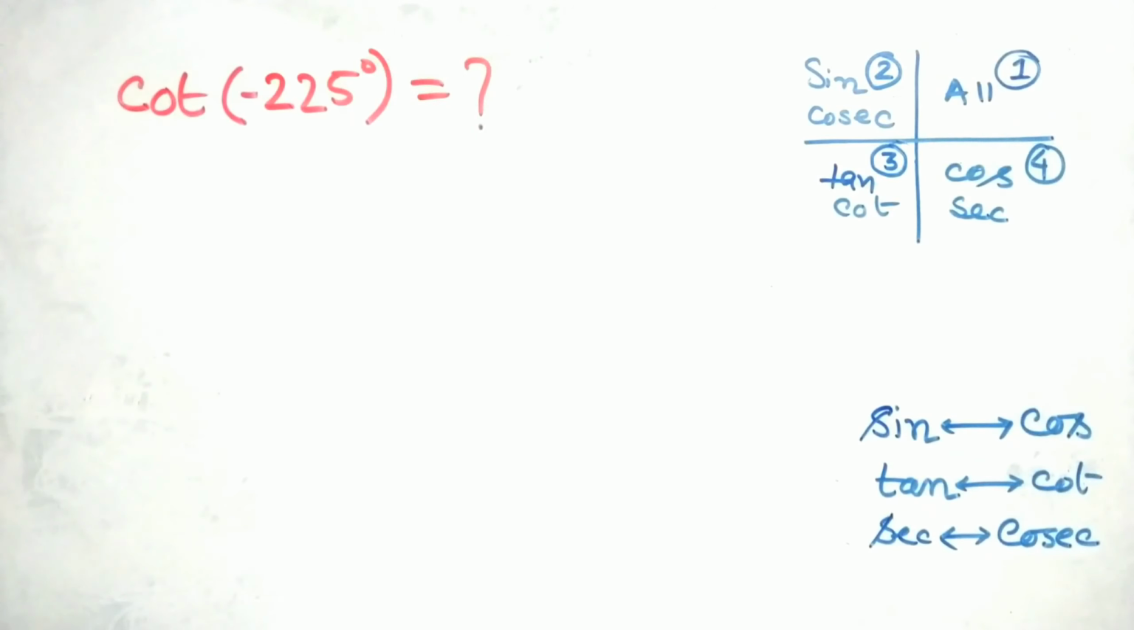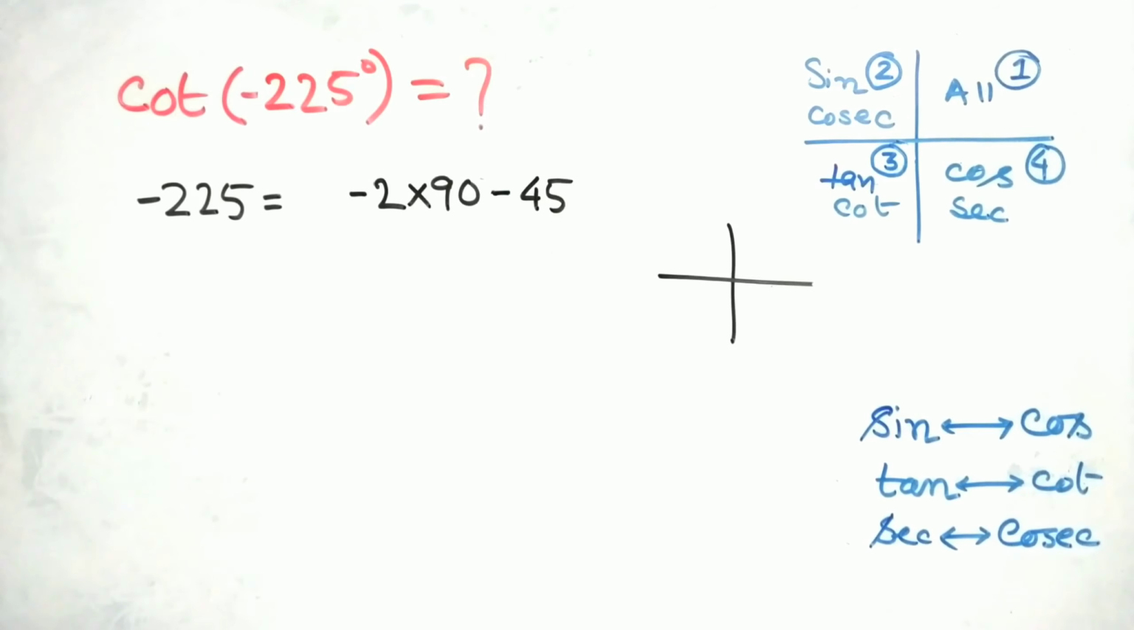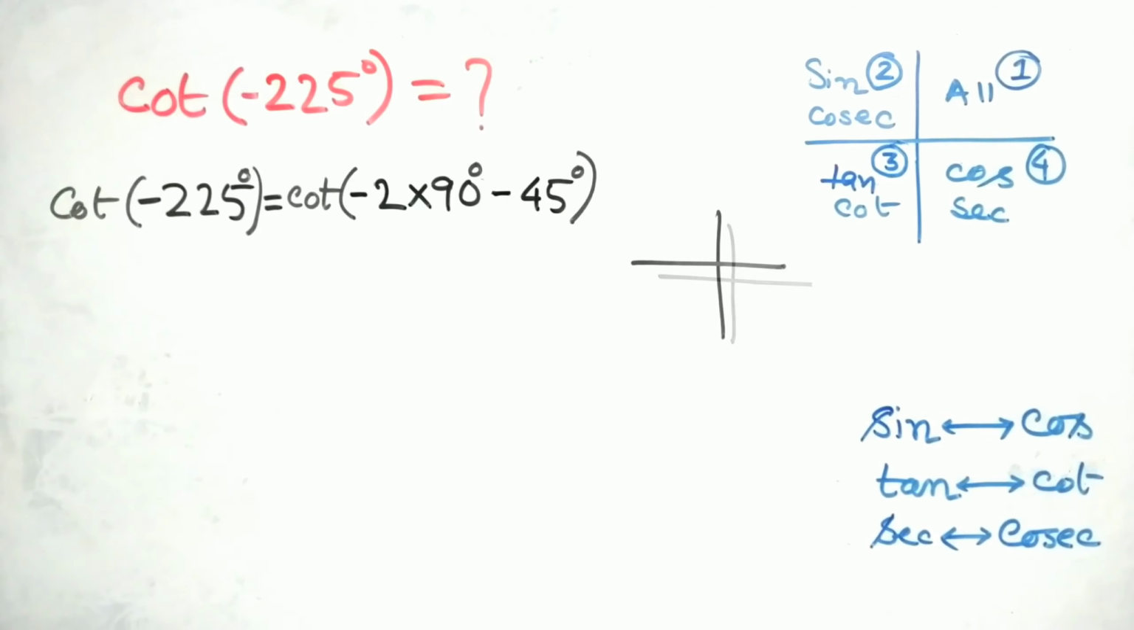Let us find the value of cot minus 225 degree. Now minus 225 can be written as minus 2 into 90 minus 45. That means we have to take the nearest multiple of 90 and then we have to add or subtract. So we have taken 180 as the nearest multiple of 90 and then 45 has been subtracted from it to reach minus 225. Now we have put cot on both the sides.